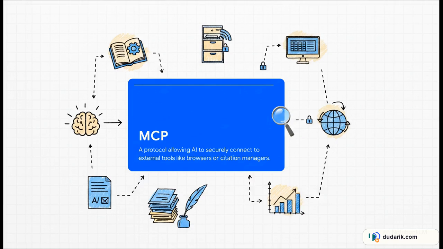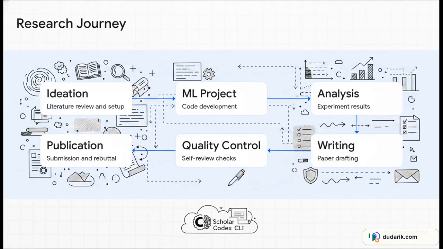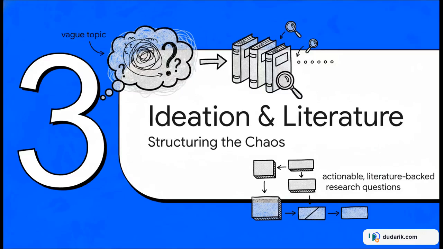So the crucial takeaway here is that this toolset maps perfectly to the 6 fundamental steps of your research lifecycle. It's not a chaotic bag of scripts, it's a highly organized pipeline. Which brings us to part 3, ideation and literature review, structuring the chaos. Let's dive into this first phase where we take a vague topic and turn it into actionable, literature-backed research questions.